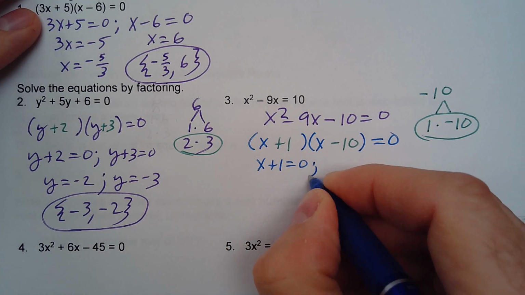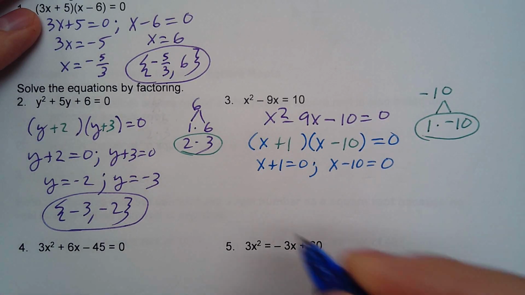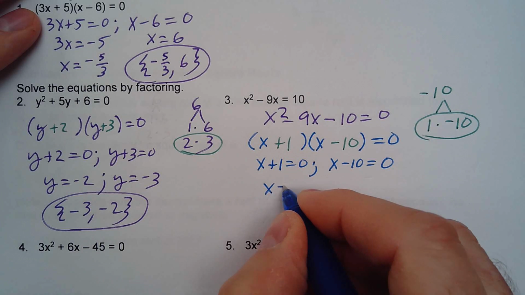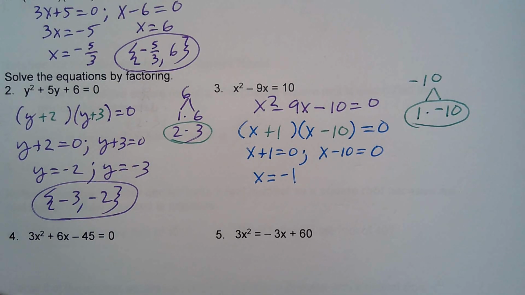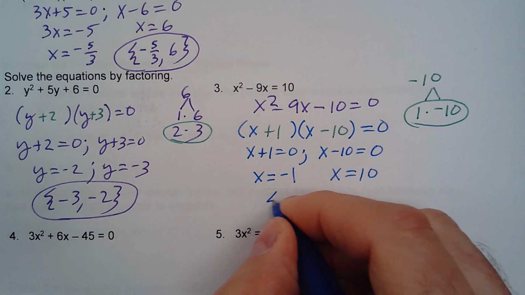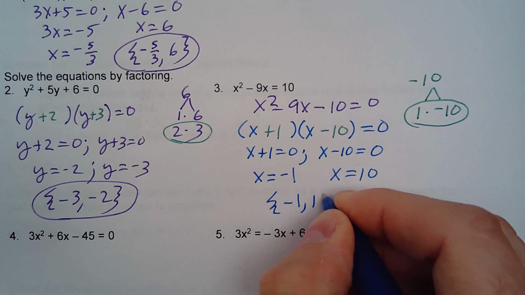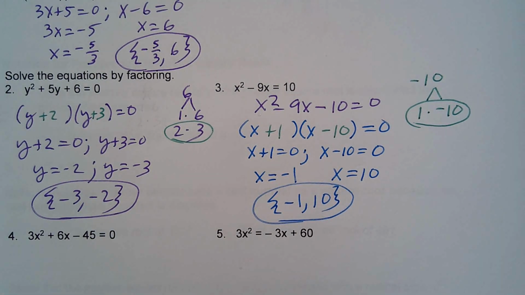Yeah, these problems are so much easier when the coefficient of the square term is 1. So subtract 1 from both sides, that gives us a negative 1. On the second one, we want to go ahead and add 10 to both sides. That gives us x equals 10. So we have negative 1 comma 10.